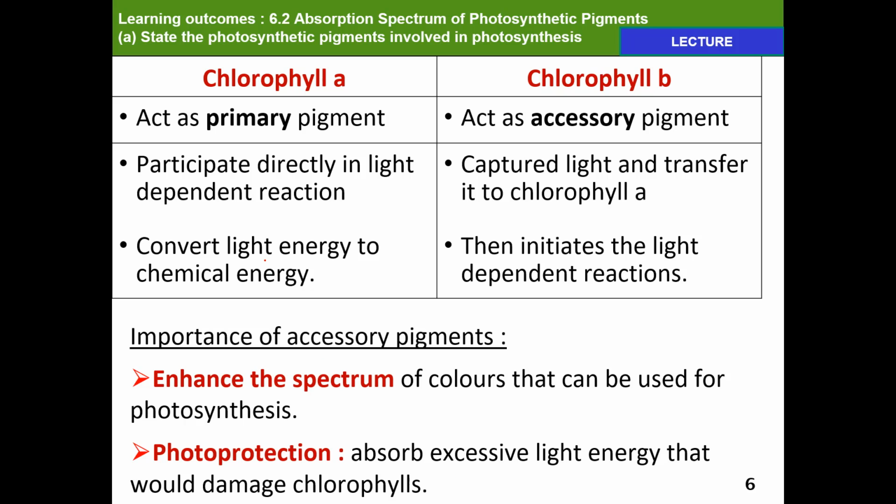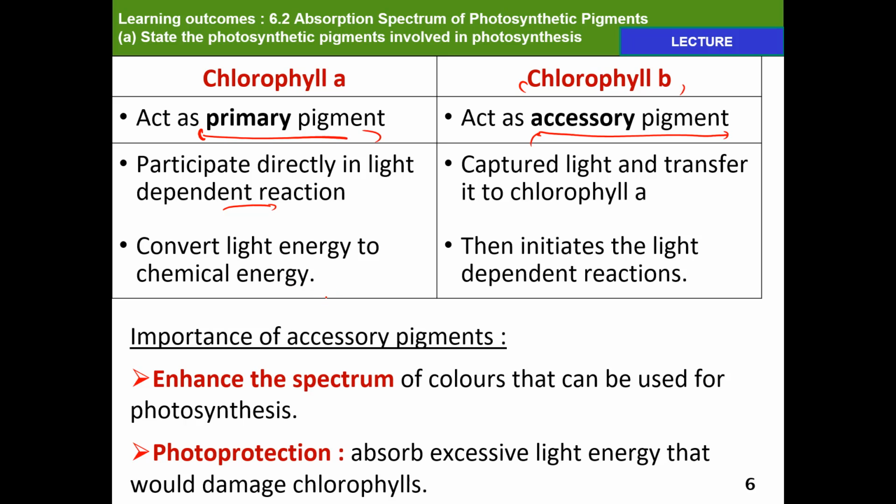In photosynthesis, chlorophyll a acts as the primary pigment, while chlorophyll b and other types of photosynthetic pigments act as accessory pigments. What is the function of the primary pigment? The primary pigment participates directly in the light dependent reaction, converting light energy to chemical energy.